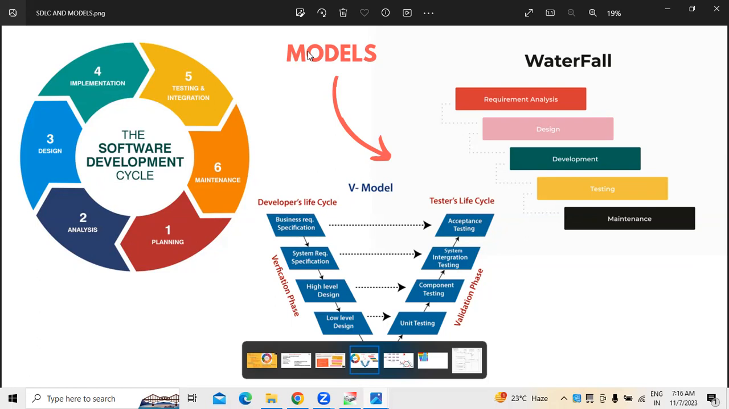Point number two, V model. V model stands for verification and validation model. Verification and validation model is nothing but both implementation as well as testing happening together. This is what V model stands for. Means development followed by testing, we are doing these two parallelly.